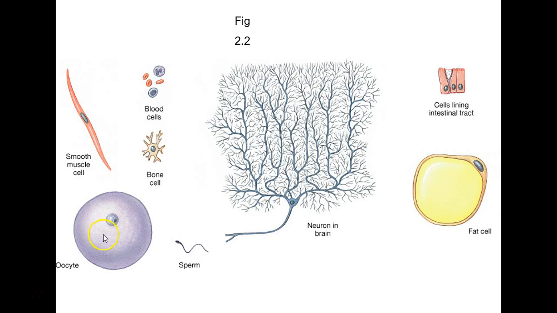Oocyte, just showing you how big an egg is compared to a sperm. That's showing you a spindle-shaped smooth muscle cell. It also has 1 nucleus, singly nucleated. There's an osteocyte, bone cell, blood cells, fat cells, neurons, just showing you the difference. Here are some epithelial cells, just showing you the difference in morphology, or the outward appearance, of these cells, depending on which genes are turned on or off during their development.